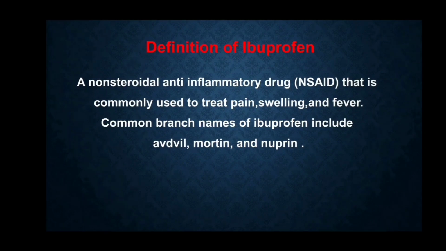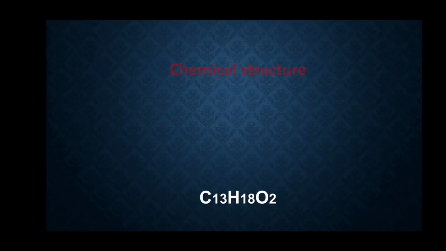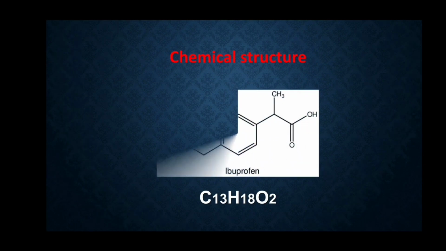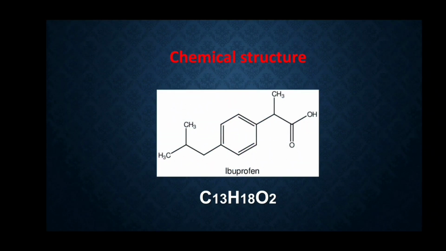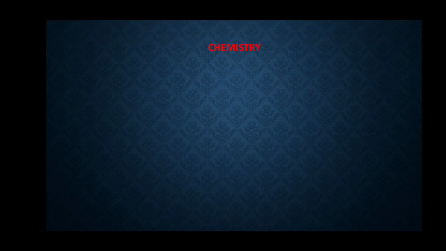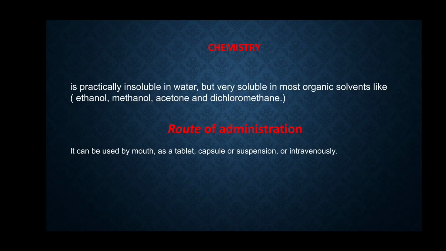Chemical structure. The structure of ibuprofen is composed of 13 carbon atoms, 18 hydrogen atoms, and 2 oxygen atoms. It is partially insoluble in water, but very soluble in most organic solvents like ethanol, methanol, acetone, and dichloromethane. Route of administration: it can be used by mouth as tablet, capsule, or suspension, or intravenously.